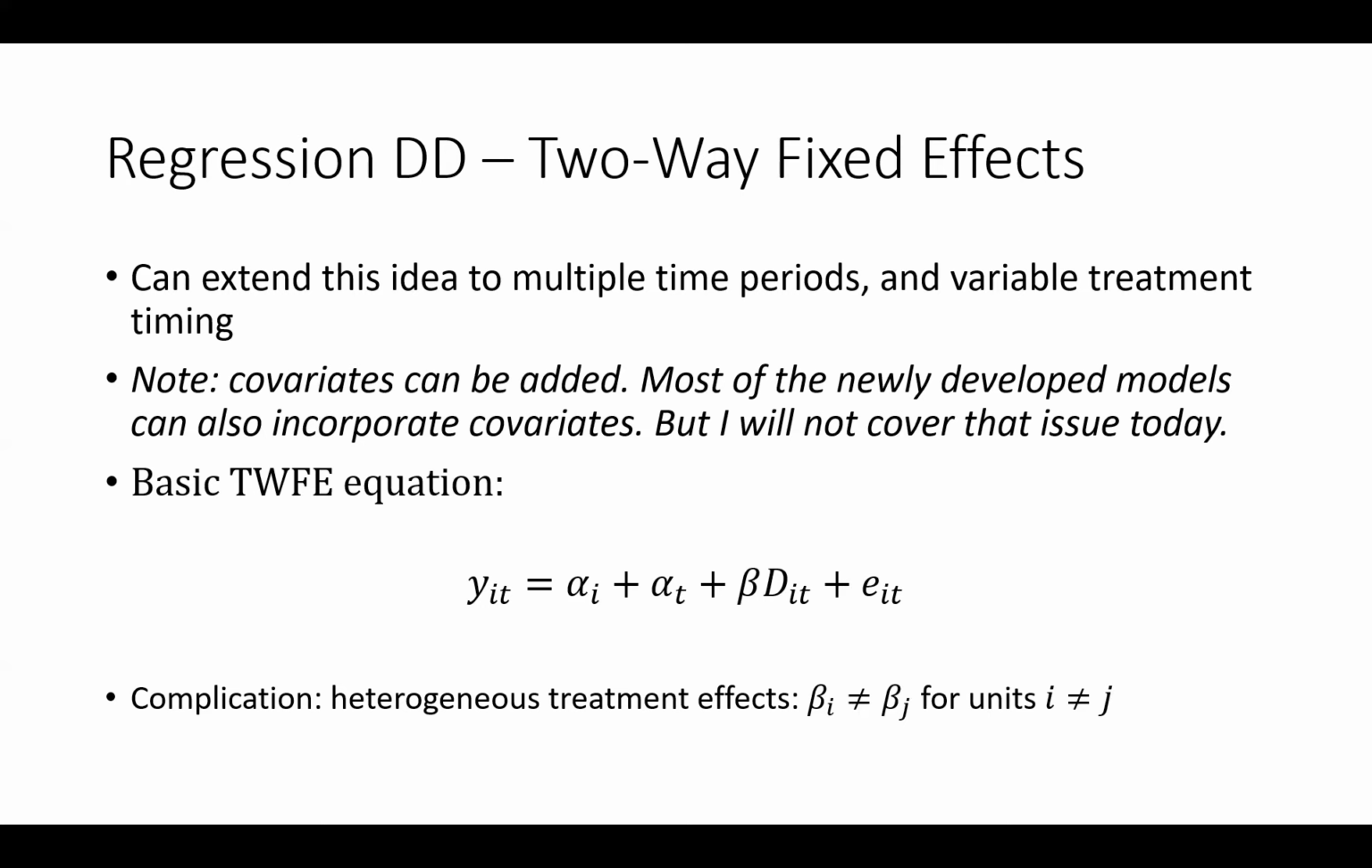I'm just going to ignore the complication of covariates. Most of the new models can also incorporate covariates, but I'm not going to cover it today, just in the interest of time. It complicates things quite a bit, and it has its own set of issues that you need to consider beyond what you would normally consider in a normal regression model.